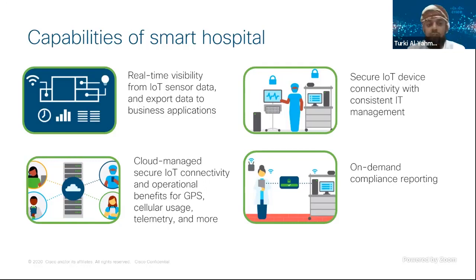Now, the capabilities of smart hospital are real-time visibility using IoT sensors, or cloud managed secure IoT connectivity, which is a very valid use case now with the set of services that Hassan Abdali has mentioned ODB can offer you, secure IoT devices and connected consistent management, and on-demand compliance and reporting. So four flavors of different advantages that a smart hospital can offer, and how we could achieve that.